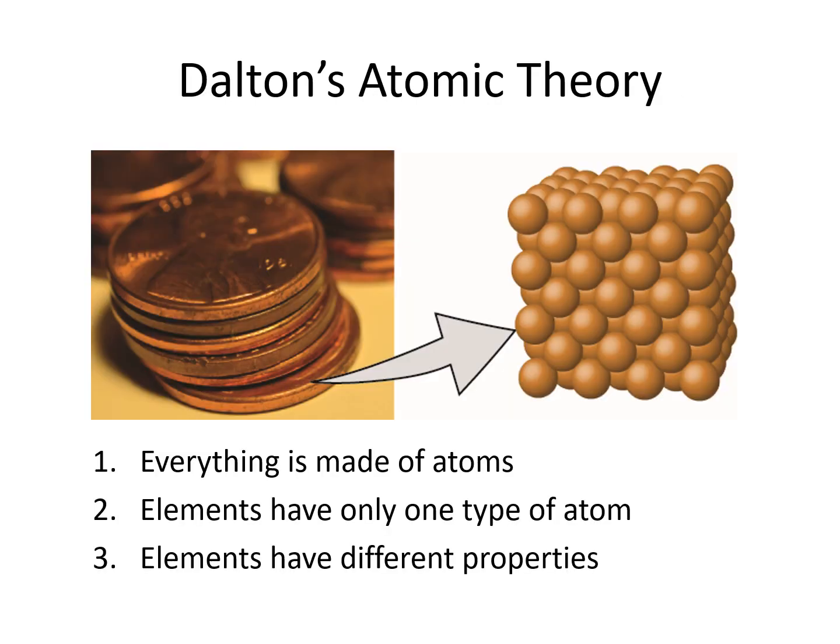His first postulate is that everything is made up of atoms. Secondly, elements have only one type of atom. For example, copper is made up of copper atoms. Thirdly, elements have different properties. For example, copper has a different color from other metals.